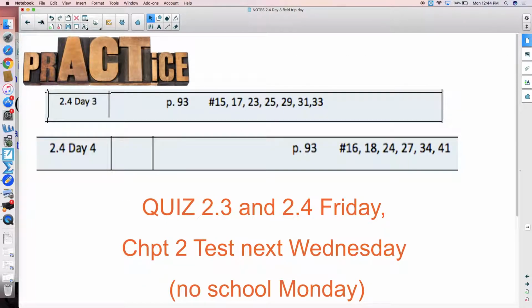Finally, tonight's assignment, the 2-4 day 3. Then the next day's, just in case you're curious, 2-4 day 4. You have a quiz on 2-3 and 2-4 on Friday, and your chapter 2 test is next week, Wednesday. We do not have school on Monday.